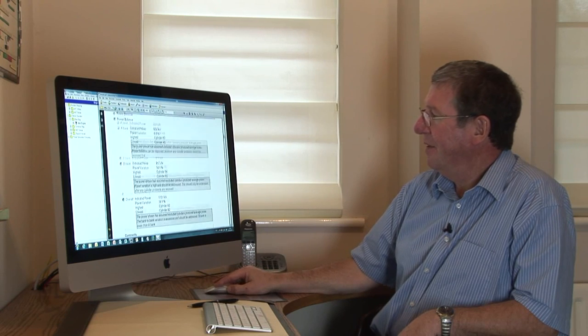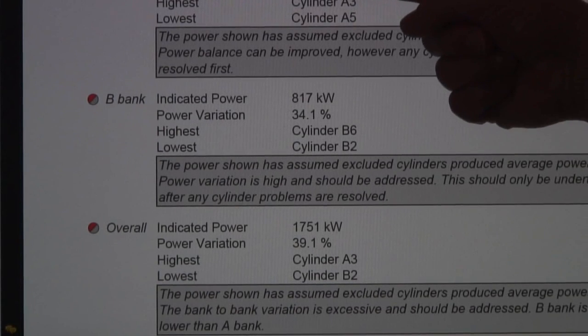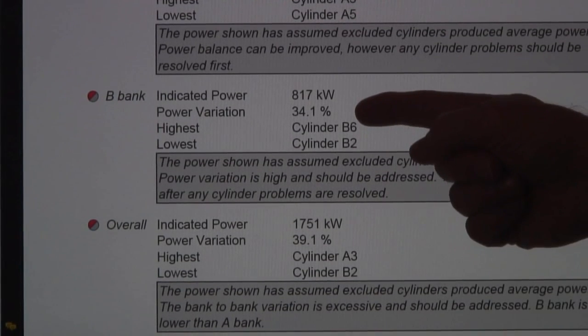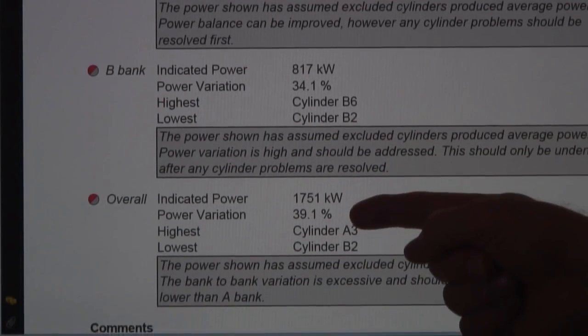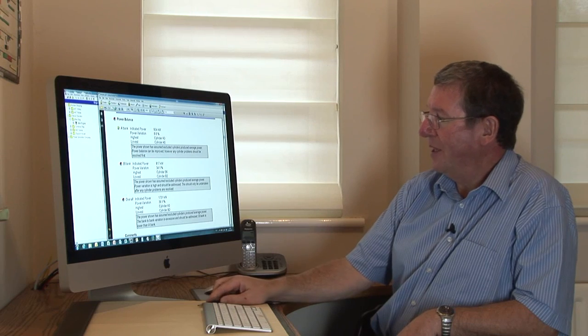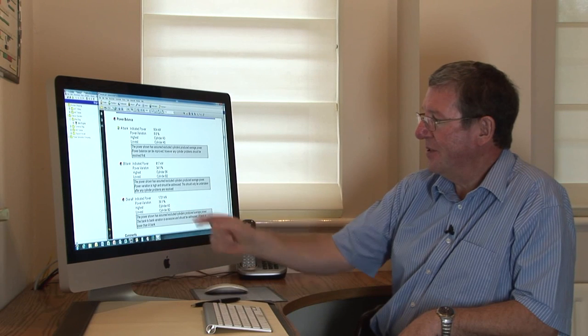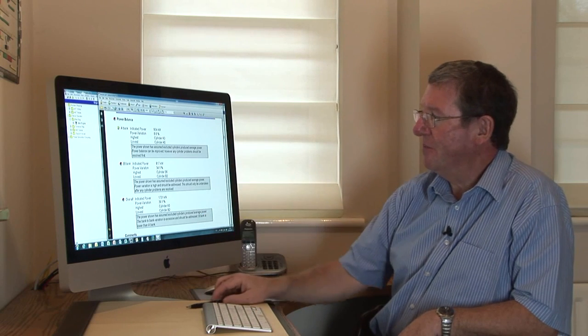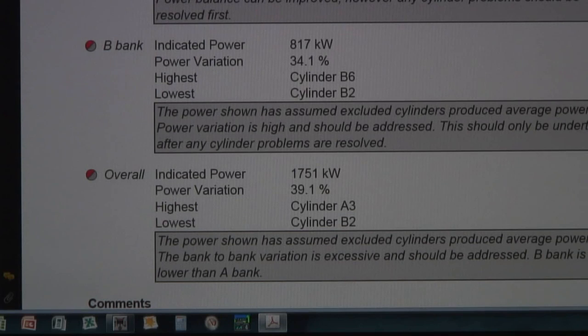And finally, on the power balance, we found that the A bank had 8.6%, the B bank 34.1%, and overall 39.1% variation. All mainly due to the cylinder B2, which has very, very low power. B2 didn't have any other problems mentioned, so it just requires its fuel amount to be increased. The other problems, of course, require a bit more work to address.